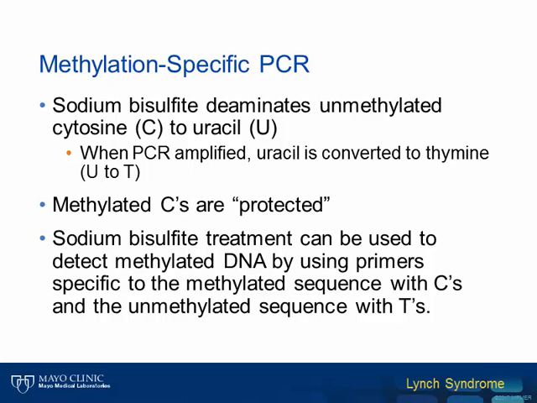MLH1 promoter methylation testing is performed by using methylation-specific PCR. This method takes advantage of bisulfite treatment of extracted DNA, which differentially modifies methylated versus unmethylated regions. Following bisulfite treatment, primers targeting the modified and unmodified DNA sequences can be used to detect whether methylation of the target region is present.